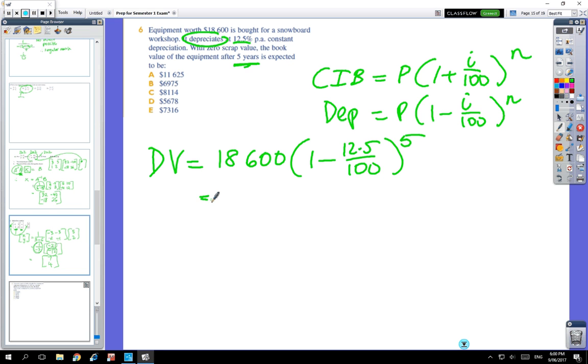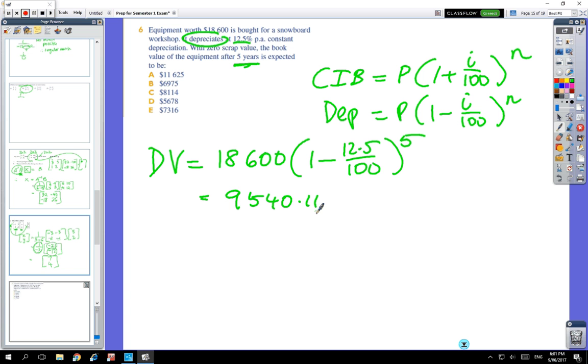And I guess it's using your calculator. 18,600 multiplied by, open bracket, close bracket to the power of 5. And I got 9,540 and 11 cents, and that's bad luck because I can't even see that number. The book value of the equipment.